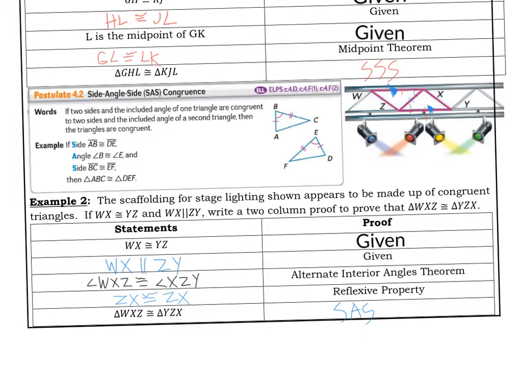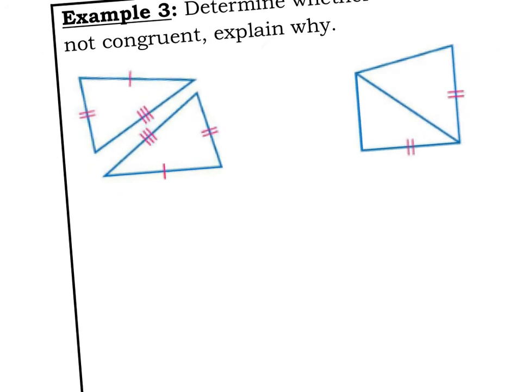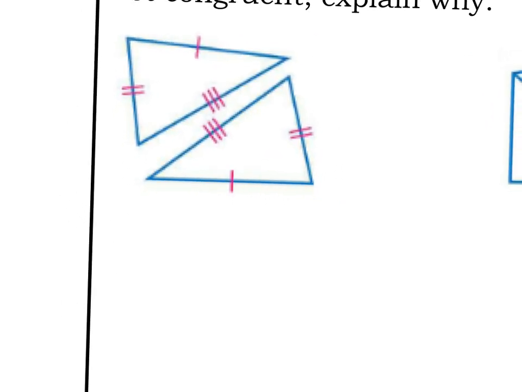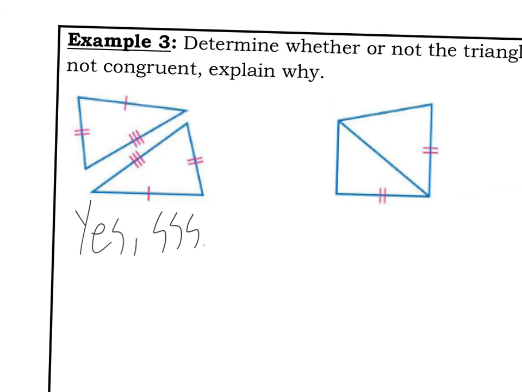So let's move on to example 3. Example 3 says determine whether or not the triangles below can be proved congruent. If not congruent, explain why. So here I have this triangle. Clearly all three sides are marked as congruent. So this one would be yes because of side, side, side. Okay, so let's move on to the next example.